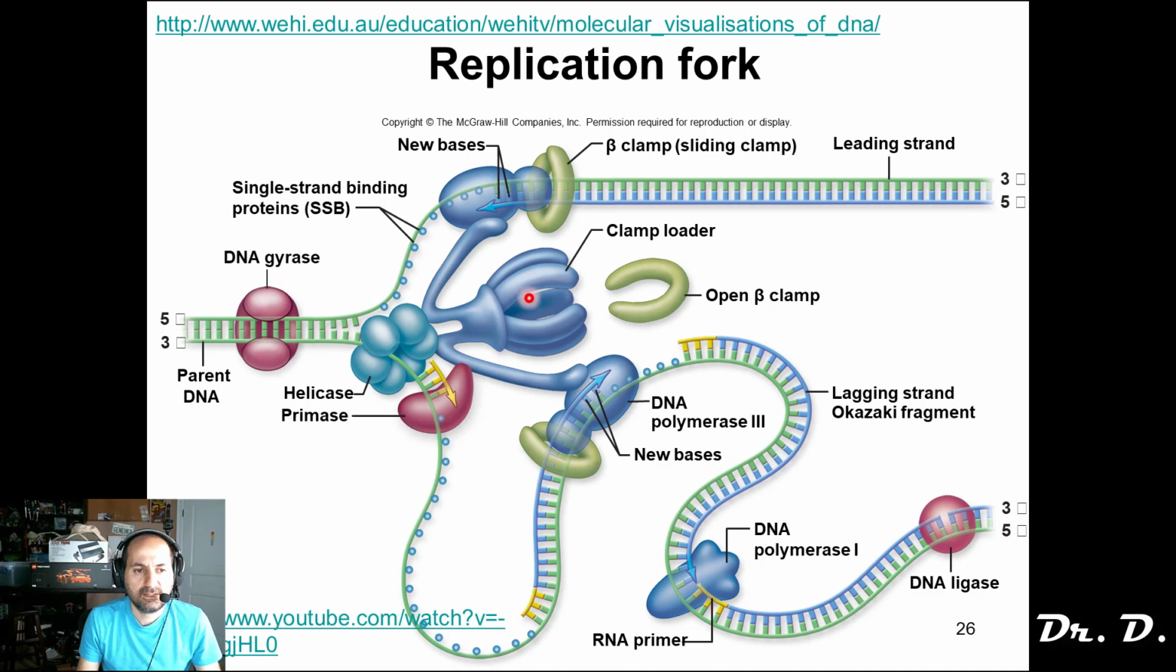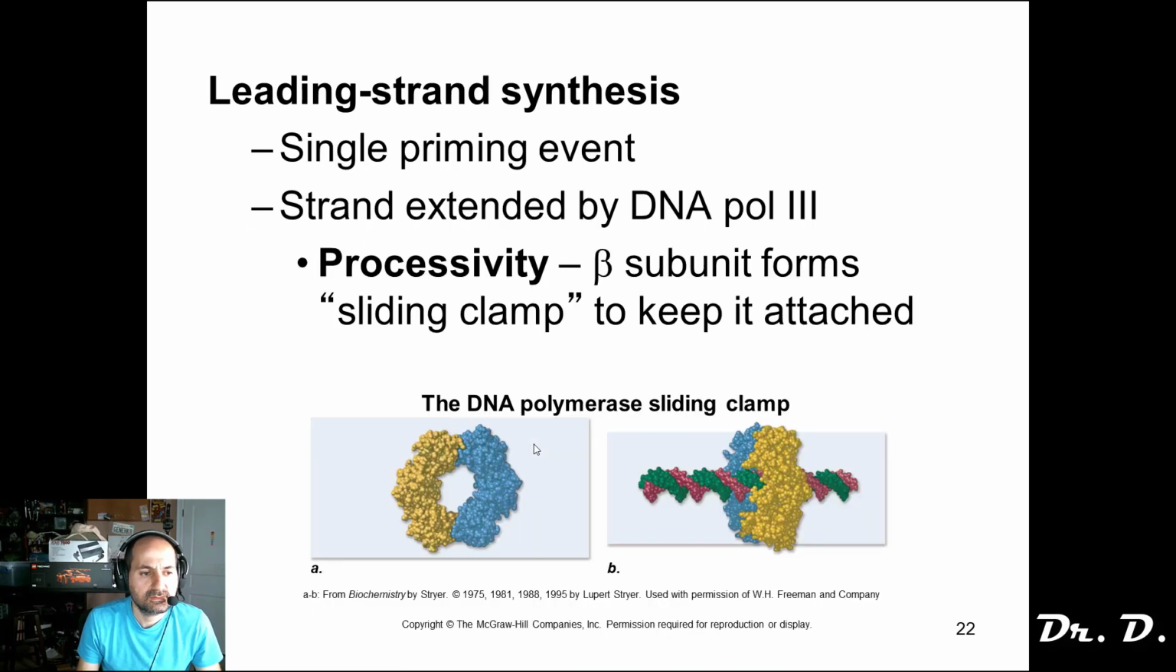Okay, and look, the clamp loader can load clamps here, you see, next to this DNA polymerase 3, or it can load clamps here. You see, here's a clamp next to this DNA polymerase 3. So all you need to know about the clamp loader is that it can load clamps, and it loads clamps next to the DNA polymerase 3. And the reason these beta clamps get attached next to DNA polymerase 3 is because they increase the processivity of DNA polymerase 3. The beta clamps increase the processivity of DNA polymerase 3.